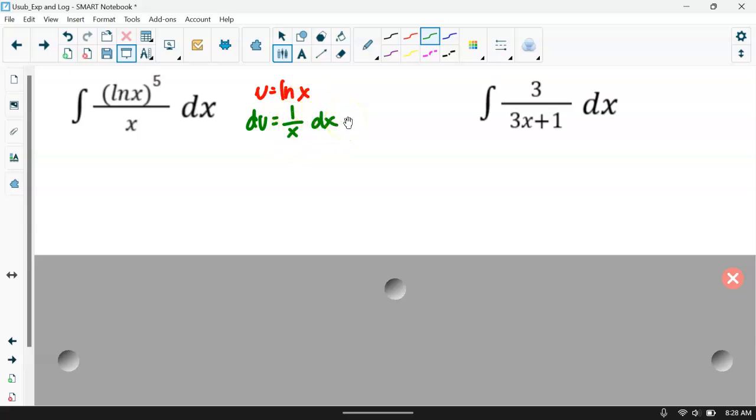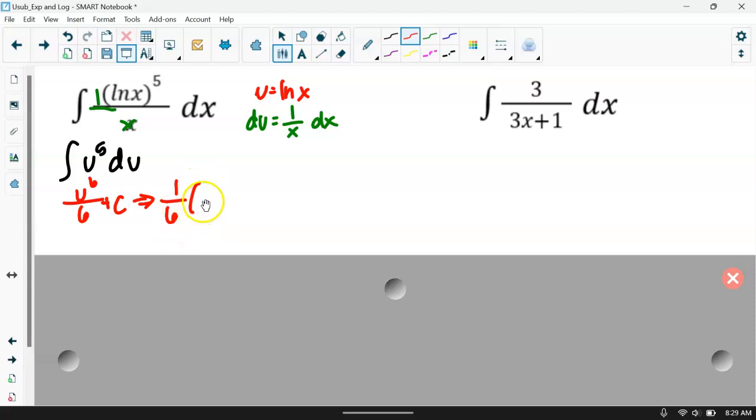Now, do we have 1 over x? Yes, we do. We have 1 over x dx. So this is a direct substitution. Here we've got u to the 5th du. Now just apply your power rule. This becomes u to the 6th divided by 6 plus c. So rewriting with our substitution, our integral here is 1/6 times the natural log of x to the 6th power plus c.